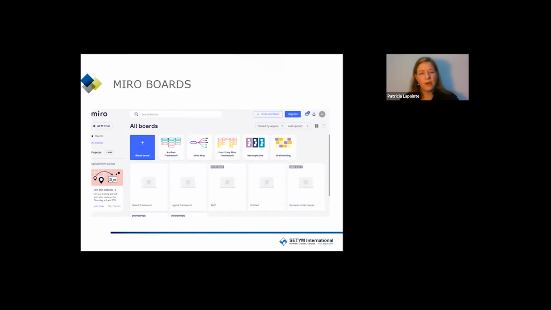Miro has already about 2 million users. It allows many people to join within the software, within the website, or even on the app. And you can use different designs, or you can upload your own design. So on the screen now, you can see I can use one of the templates, either mind map or story mapping and so on.